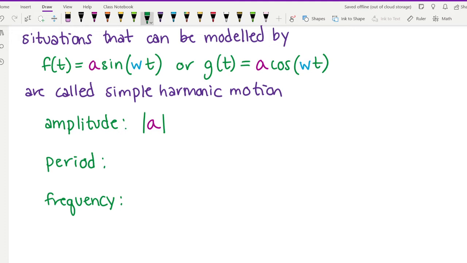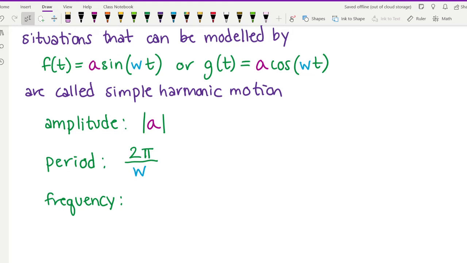Okay, what about the period? That is something else that we already talked about in the past. If you recall, the period is going to be influenced by the horizontal stretch or compression. And the horizontal stretch or compression comes from the number that's getting multiplied with t. And so specifically, if you take 2 pi, which is the standard period, and you divide it by whatever number t is getting multiplied with, that is going to tell you your period. So in this case, it's 2 pi over w.